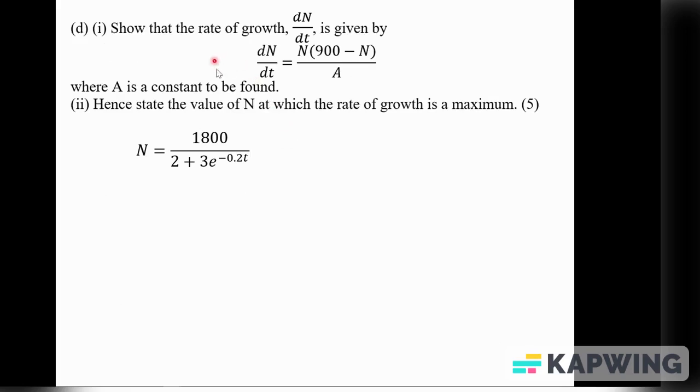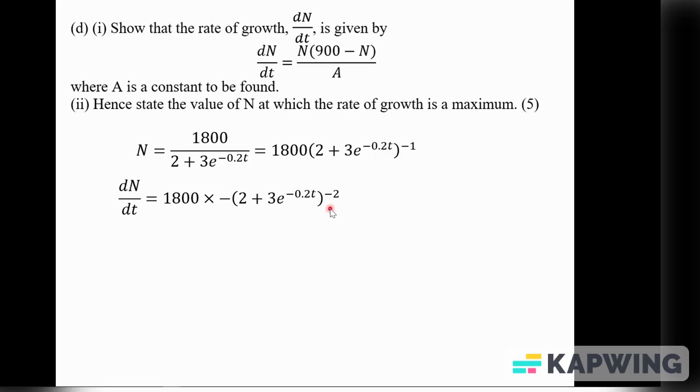The second part, we've got n in terms of t, we want dn over dt in terms of n. So I'm going to write this with this bottom line to the power of -1, and you just use the chain rule. So I'm going to have the 1800 when I differentiate it. The -1 will go in front. I'll have that bracket to the power of 1 less, which is -2, but then I need to multiply by that bracket differentiated.